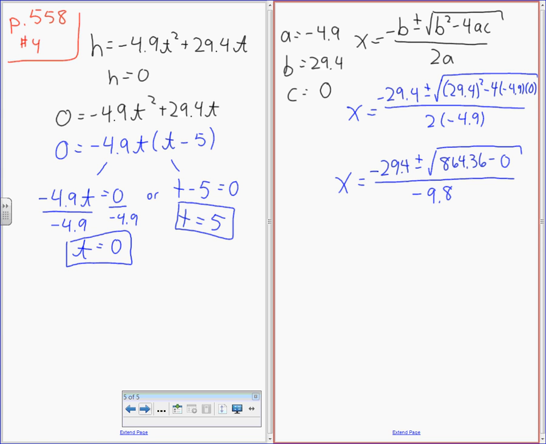29.4. How'd you get that? It's right here. This 0 part's gone, so it's just going to be that. So x is equal to negative 29.4 plus 29.4 over negative 9.8, or x equals negative 29.4 minus 29.4 over negative 9.8. Please turn off your text or whoever that person is. Thank you.